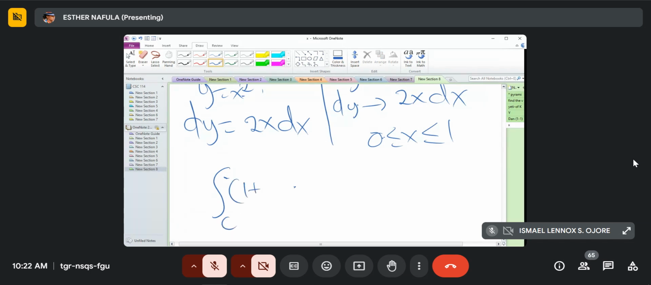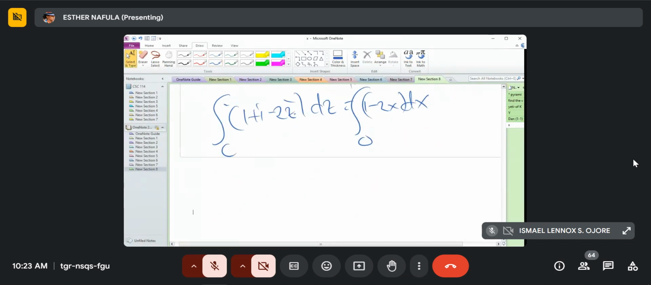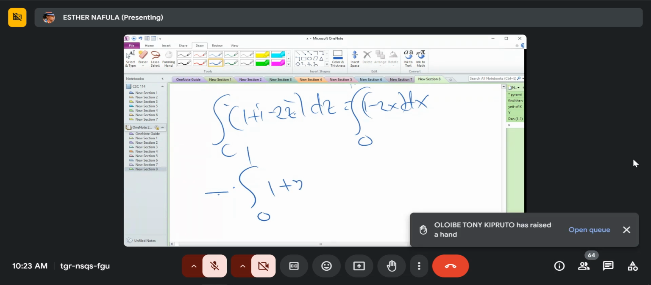So you say that the contour integral is, integrating from 0 to 1, 1 minus 2x dx, minus, integrating from 0 to 1, 1 plus 2y, but y is x squared. y is x squared, so 2 times y is 2 times x squared. Then dy is 2x dx. Be careful.